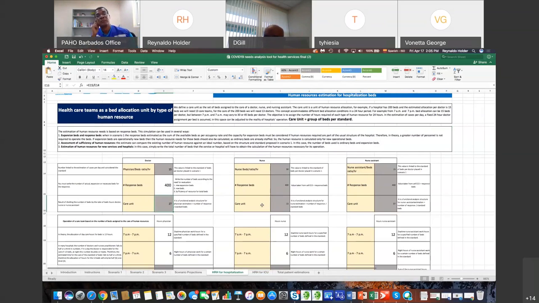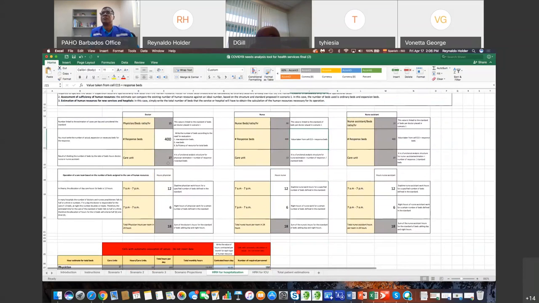The same is done for nurses. In this example, a nurse is assigned, it's 2 beds per nurse. 2 beds per nurse, which is 30 beds, you require 13 nurses to cover the 400 beds. And then nursing assistants. Okay? The explanations are all in the different boxes, and the calculations are above in the calculation section.